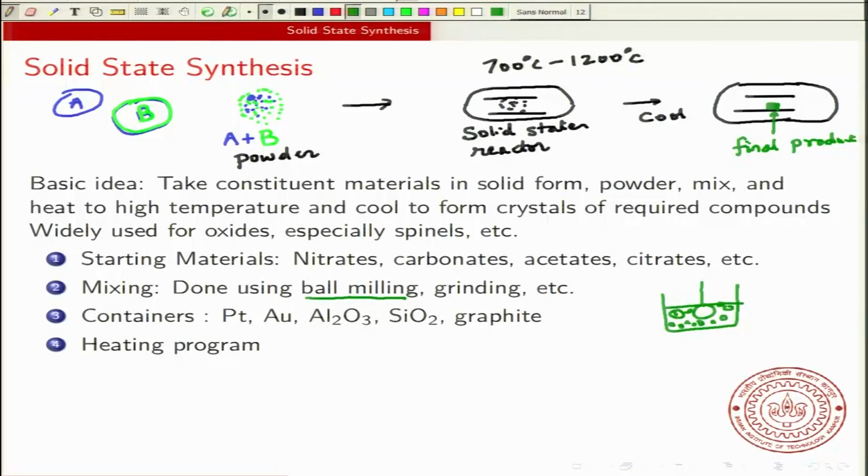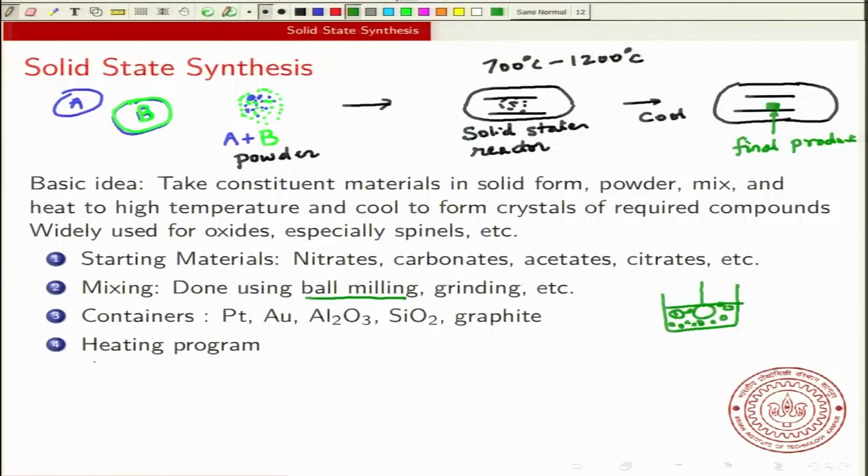Then you have to decide what should be the container of the reactor. Because it has to withstand very high temperatures, it should be inert, it should not contaminate your final crystal. So typically noble metals like platinum, gold are used, but you can also use alumina, quartz, silica in the form of quartz, or you can even use graphite crucibles for this purpose.